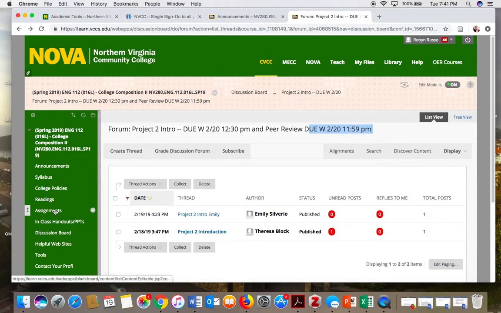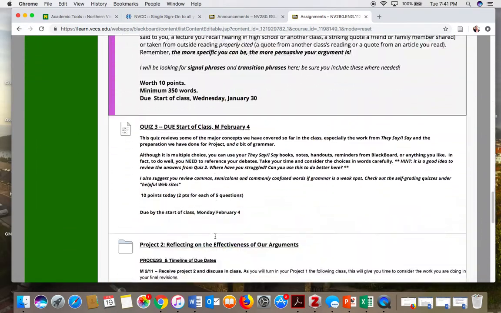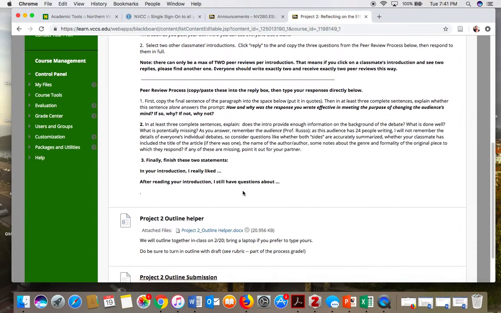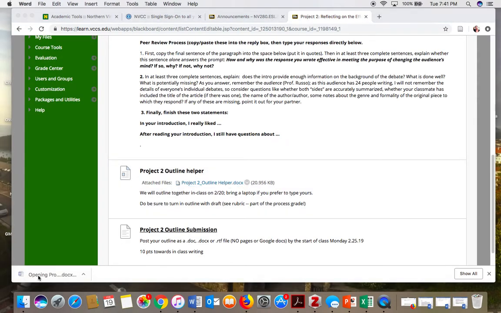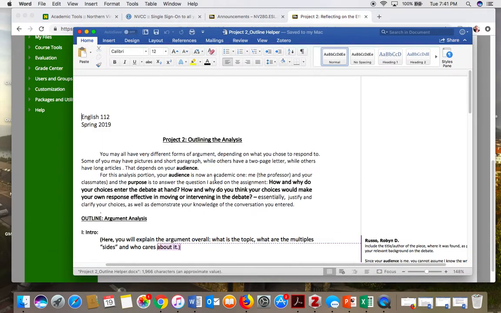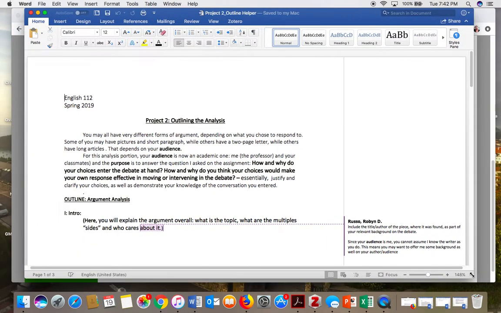Now let's look back at the second part of what we're going to be doing today, which is the outline for Project 2. So if we go down to our outline helper, open that up, it walks us through how we're going to write this paper. It's a much more formal paper, as I've said before. It should be something you might be a little bit more comfortable with because it'll be very similar to the work that you've done in the past.